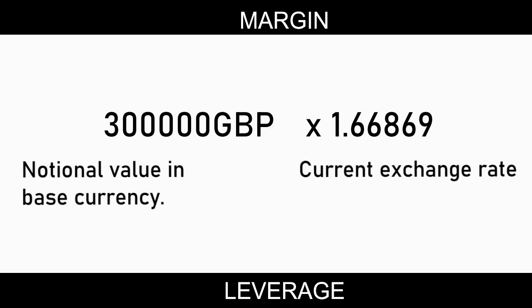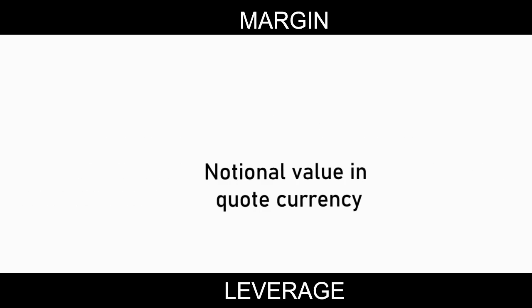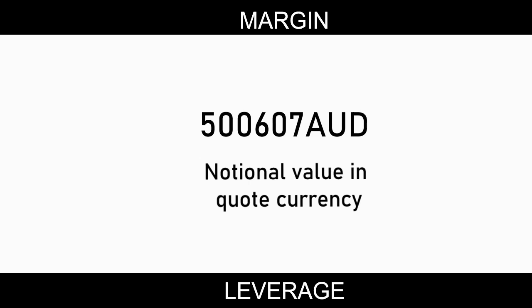Like in the previous example, we start calculating the notional value of the quote currency first, and we do so by multiplying the notional value in base currency times the current exchange rate, which gives us the notional value in quote currency of 500,607 Australian dollars. Then we take the leverage, which we have established as 1:500. We multiply that by the notional value in quote currency, which gives us 1,001 Australian dollars and 21 cents.